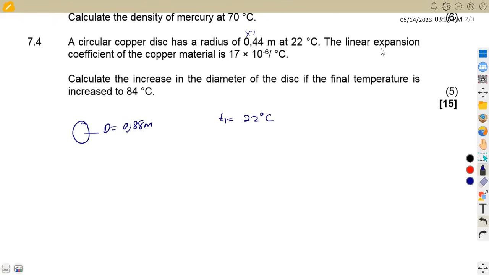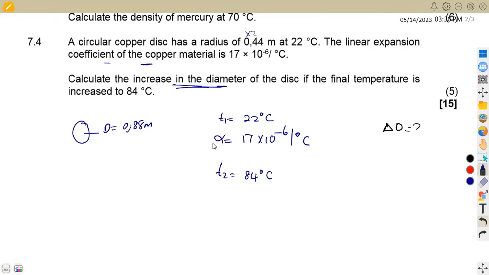The linear expansion coefficient of copper is, we are given alpha for copper, the linear, which is 17 times 10 to the exponent of -6 per degree Celsius. Calculate the increase in diameter. Take note, we need the increase in diameter. How is it going to change? If the final temperature is increased to, so the temperature is now at 84 degrees Celsius, which is our T2, 84 degrees Celsius in this case.